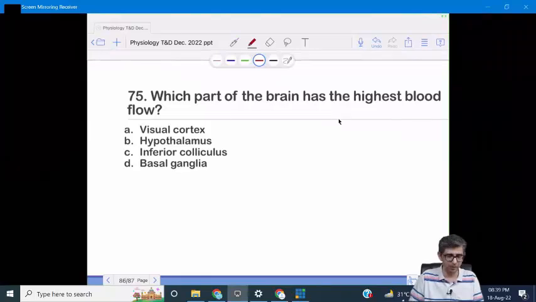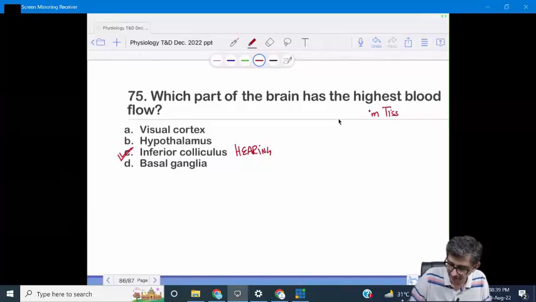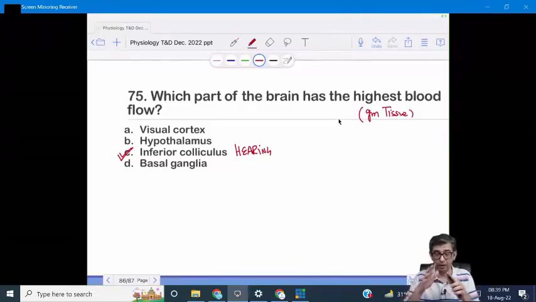It is inferior colliculus, which is the part of the brain related to hearing, which would be having the highest blood flow. Surprising. The inferior colliculus is small, and highest blood flow is determined per gram of tissue. So it is very small, and it's not that the total blood supply is more, it is blood supply per gram of tissue that is more. That is for the inferior colliculus. Answer to 75 is option number C.